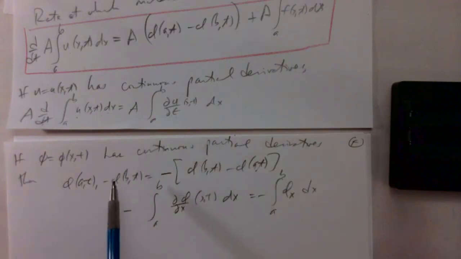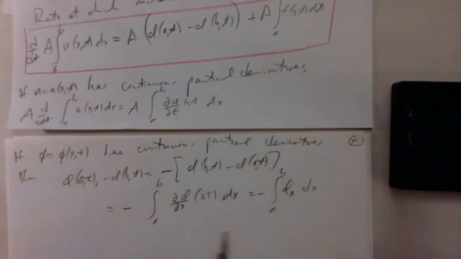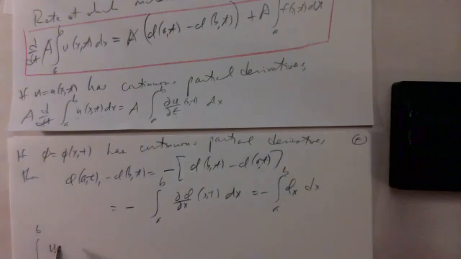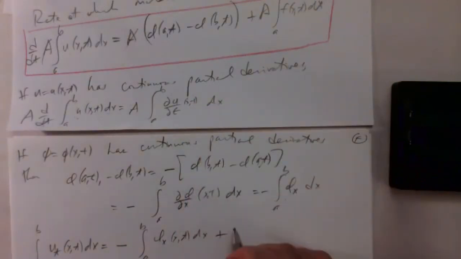So if I take these two expressions in their integral form, and I go back to my conservation equation, of course I can cancel the a's. So I get the integral from a to b of the partial of u with respect to t equals minus the integral from a to b of the partial of phi with respect to x plus the integral from a to b of f of x t dx.